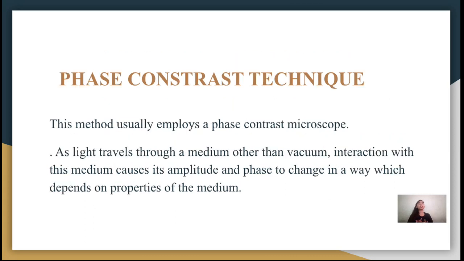Phase contrast technique. This method usually employs a phase contrast microscope. A phase contrast microscope is a technique which we use to change a phase shift into a brightness change in the image. As light travels through a medium other than vacuum, interaction with the medium causes its amplitude and phase to change in a way which depends on the properties of the medium.